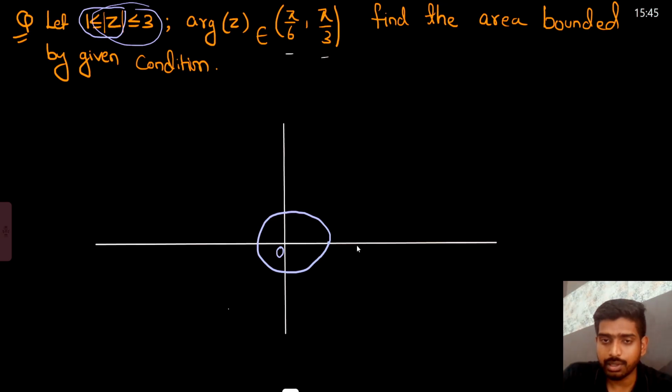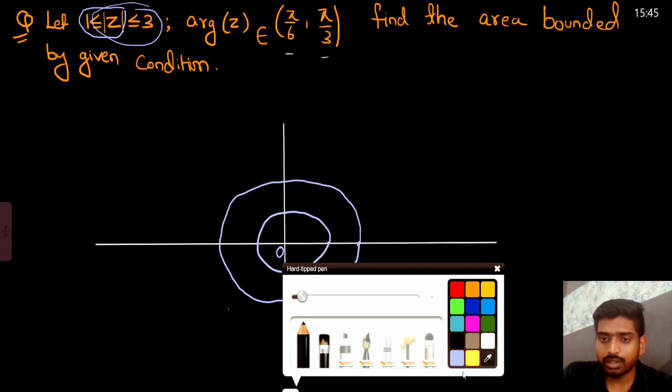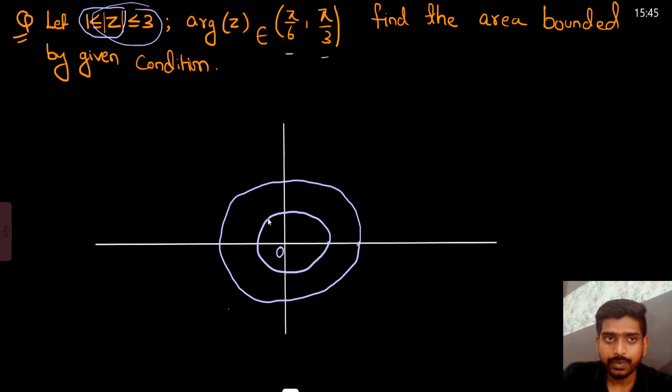That also represents a circle with radius 3. So both will be concentric circles, because for both circles the center is origin. So this is another circle. The first inequality represents the area outside the small circle, and the second inequality, modulus of z smaller than equal to 3, represents the area inside this big circle. So we'll get the area between these two concentric circles.